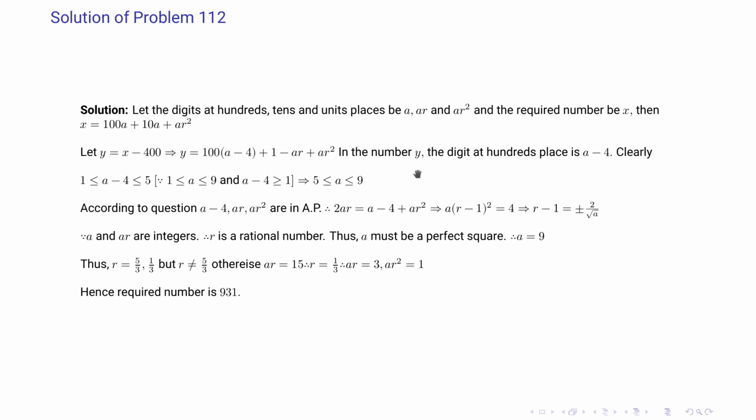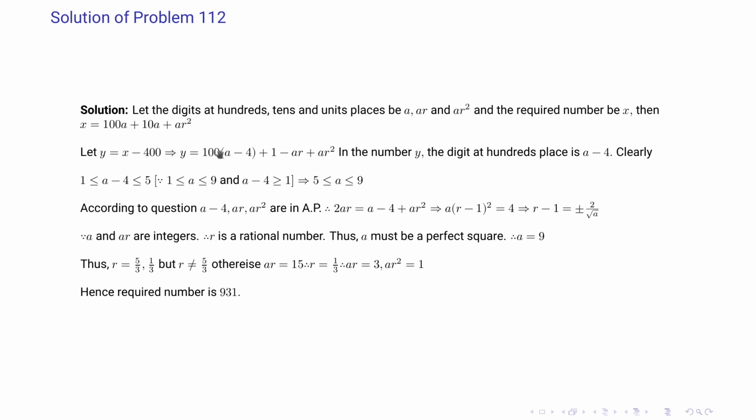So, we can see that A minus 4 has to be a digit. Now, A can lie between 1 to 9. So, A minus 4 will lie between 1 to 5. That is, A will lie between 5 and 9. See, why it will lie between 5 and 9 is because if you put 5 here, then it will become 1. So that is the minimum value of a digit for hundreds place in this case. Now the maximum value can be 9 for A because it's a digit in X.